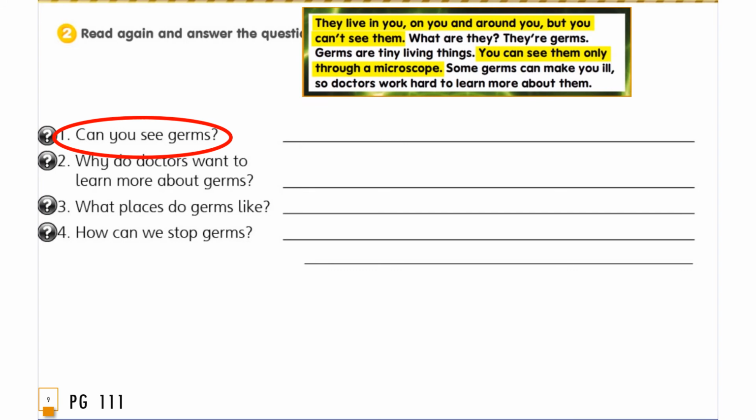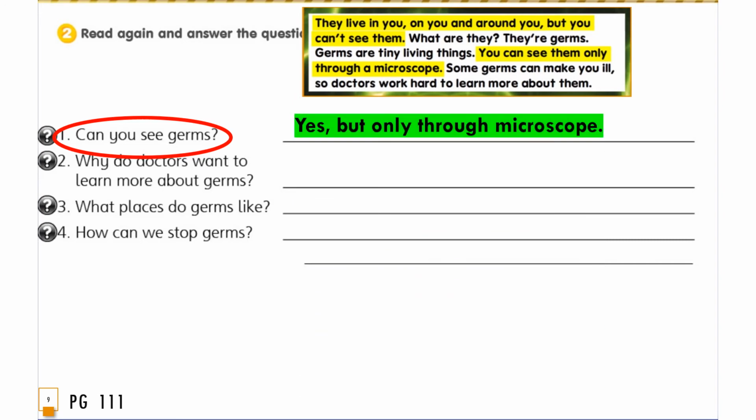Let's look at this one. They live in you, on you, and around you, but you can't see them. They are germs. You can see them only through a microscope. So which one is the answer? You can't see them. You can see them only through a microscope. So the meaning here is, yes, you can see them, but only if you look through the microscope. If you look with your eyes, the answer is no. But the general answer is yes, we can see them using a microscope.